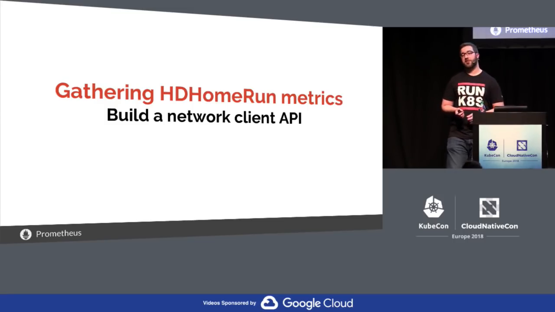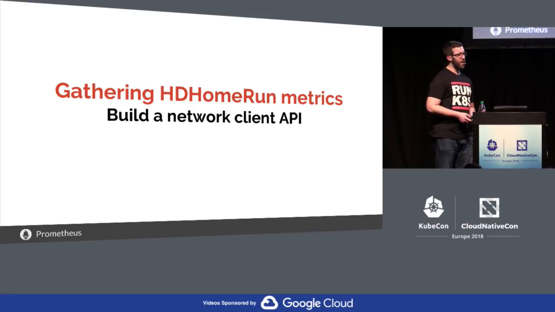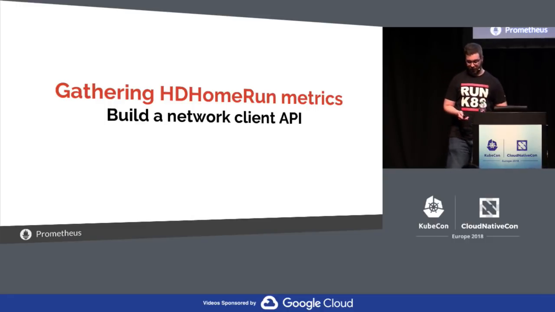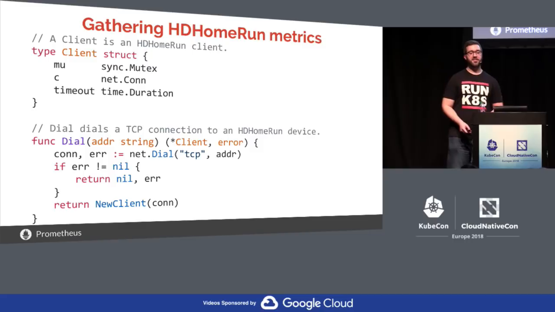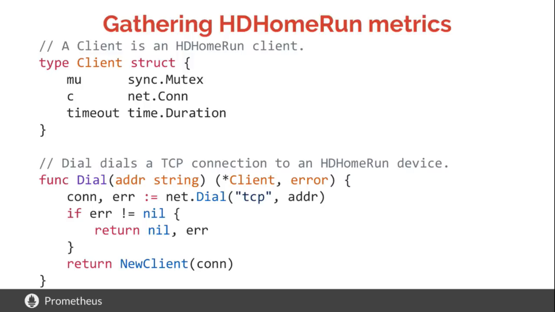So we can use that as inspiration to create a Go client. Let's start by building a Go network client API. We create this client type. It has a mutex, so we can serialize access to the device. We're going to embed a connection in there, and we also give it a timeout. If you're making a network connection, add a timeout. Next, we have this dial constructor, and dial's job is to dial a TCP connection to an HDHomeRun device.